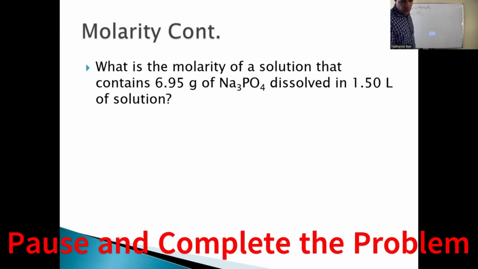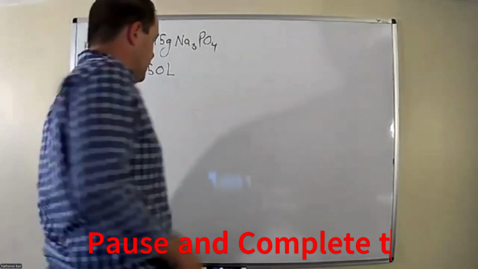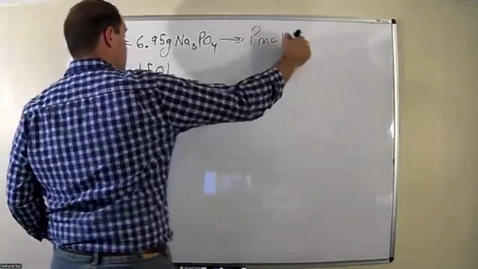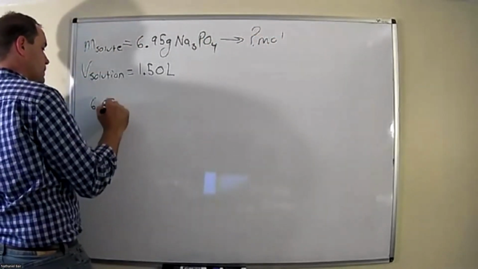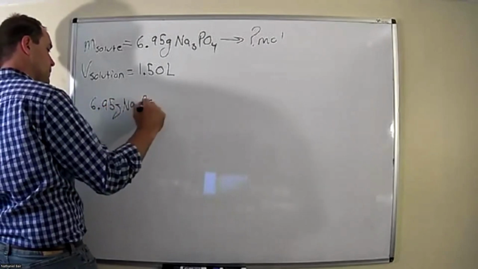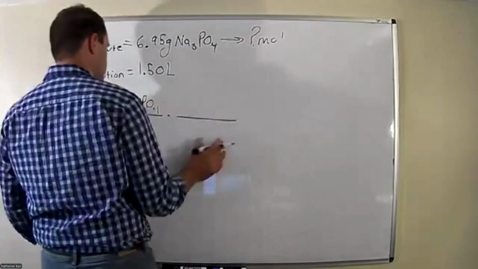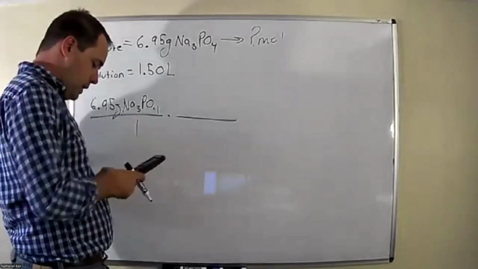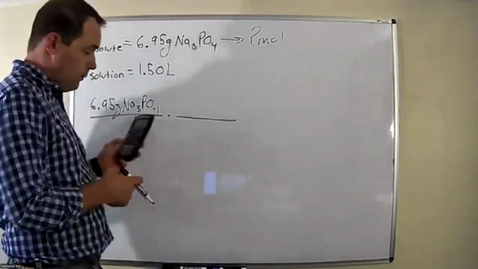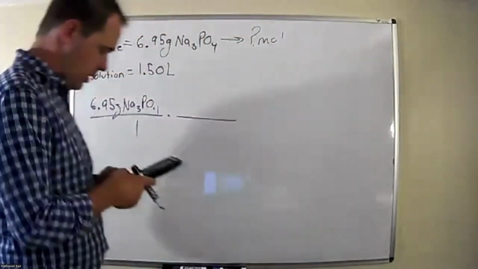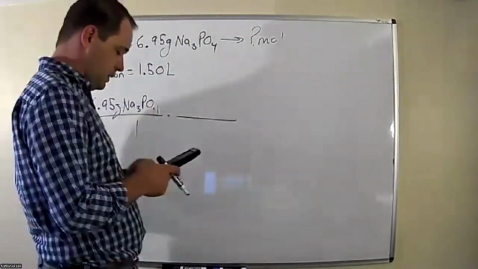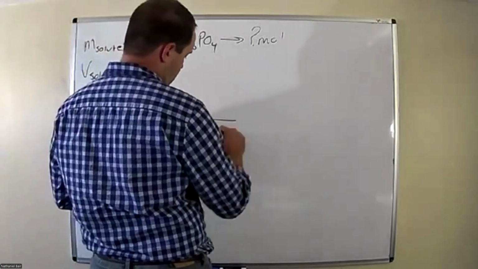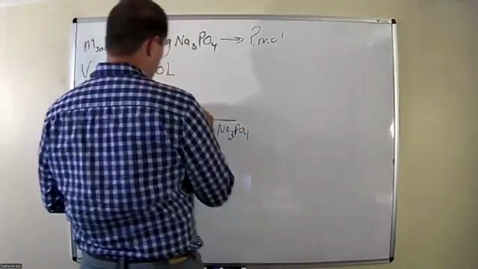All right, folks, here we go. Just some simple stoich here. So you need to convert this to moles, right? How do we do that? With the molar mass. 6.95 grams of sodium phosphate, we're going to pop that over 1. We got to get that molar mass of sodium phosphate. So here we go. That's 3 times 22.99 plus phosphorus, which is 30.97, plus 4 times 16, which is oxygen. That's a molecular weight of 163.94 grams per mole.